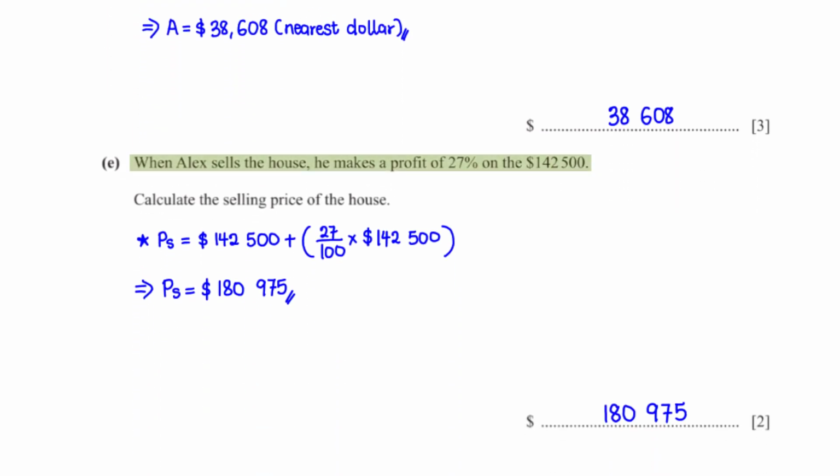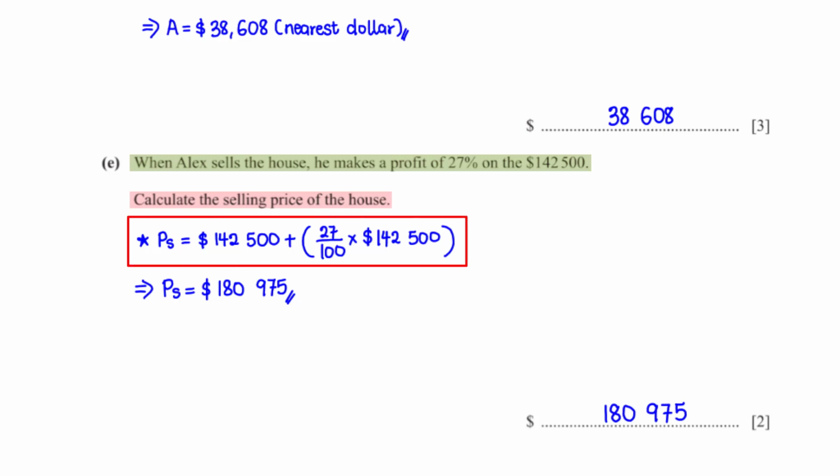When Alex sells the house, he makes a profit of 27% on the $142,500. Calculate the selling price of the house. To get the selling price, we add 27% of $142,500 to $142,500. When we type this into the calculator, we get $180,975.